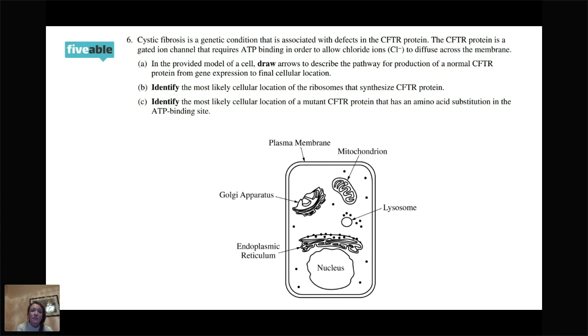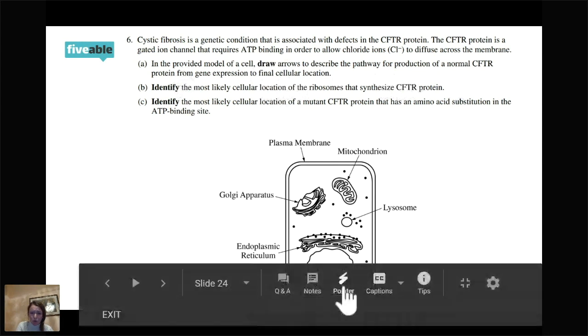Okay, so part A says, in the provided model of a cell, draw arrows to describe the pathway for production of a normal CFTR protein from gene expression to final cellular location. Okay, so if you know anything about protein production, so students got really confused. This was a very low scoring free response question, but it's actually pretty straightforward. So students got confused, but they're just asking you, do you know the pathway for the production of a protein? Okay. Hopefully the answer is yes.